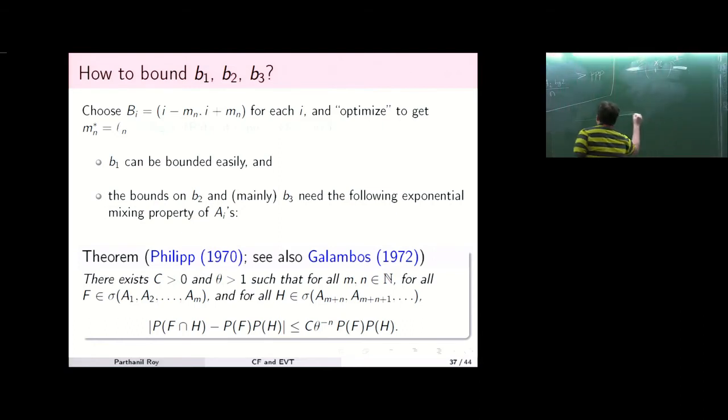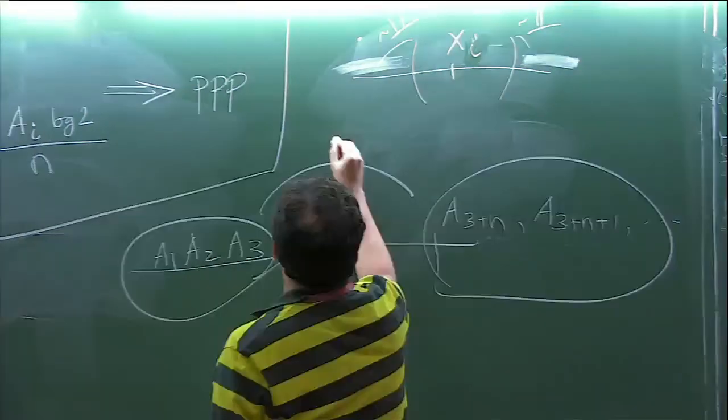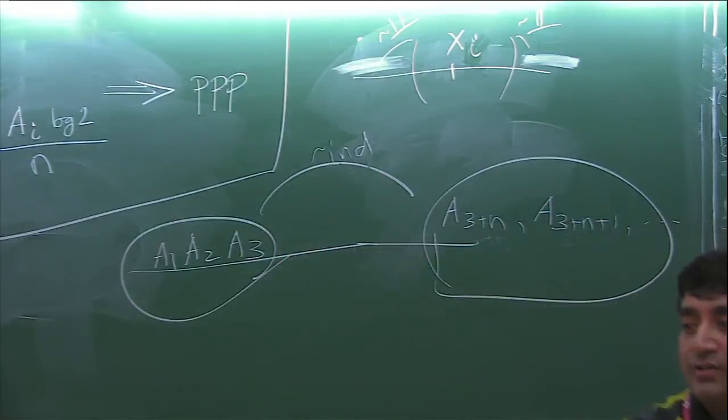So you have A1, A2, say A3. And here you have A3 plus N, A3 plus N plus 1, and so on. This block is close to being independent of this block, approximately, in an exponential fashion. So that's what exponential mixing is. So in particular, it's exponentially ergodic also.